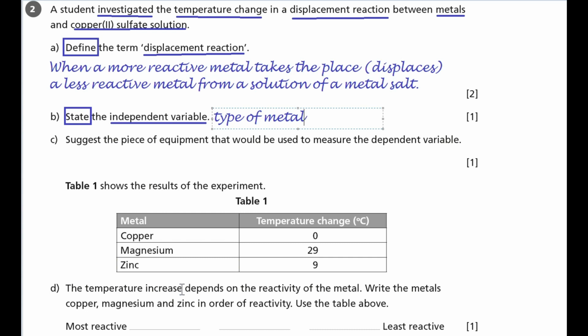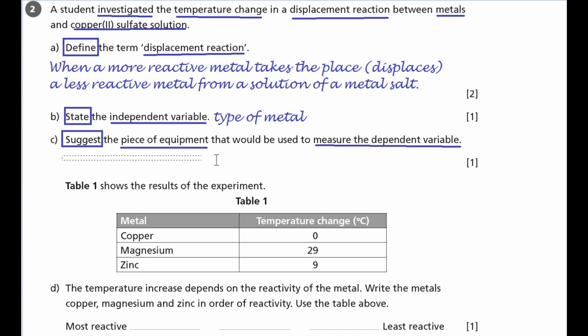Part C, suggest the piece of equipment that would be used to measure the dependent variable. So what's the command word? The command word is suggest. That means give an idea. What other piece of information have we been given? We want to have a piece of equipment and we're using it to measure the dependent variable, so it's a measuring piece of equipment. Going back to the rubric, remember the dependent variable is the thing that you measure and record during your investigation. So what are we measuring and recording in the investigation? It's the temperature change. So to measure a change in temperature, we need to measure the temperature. And what piece of equipment we use to do that is, of course, a thermometer.